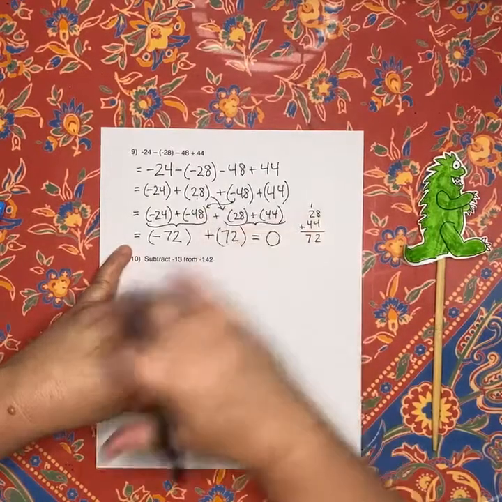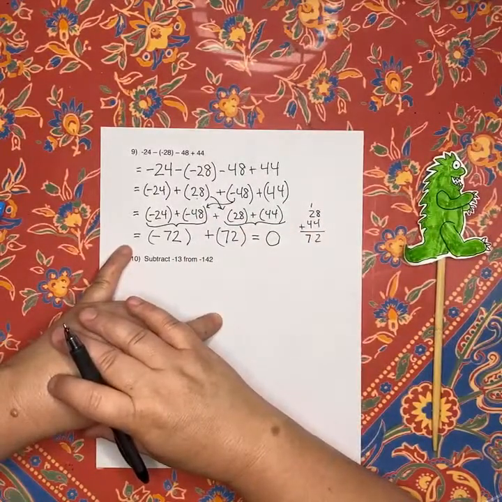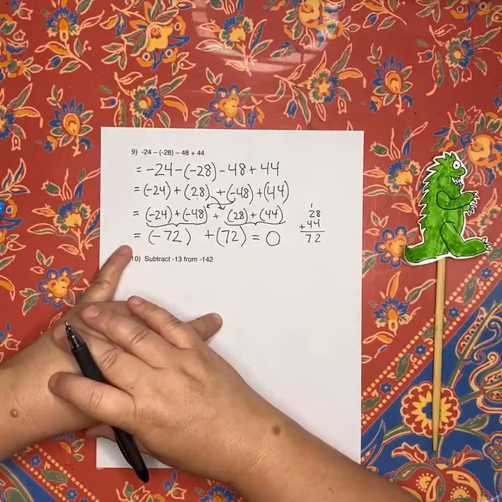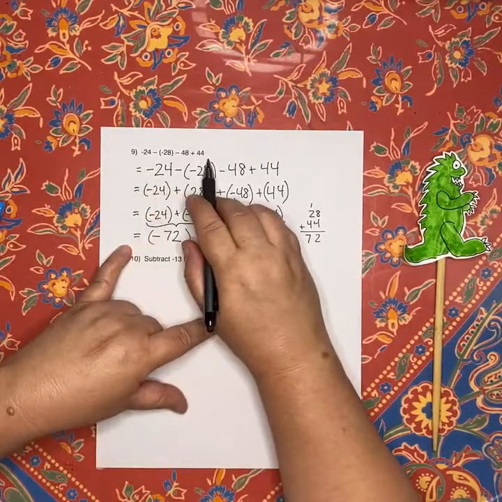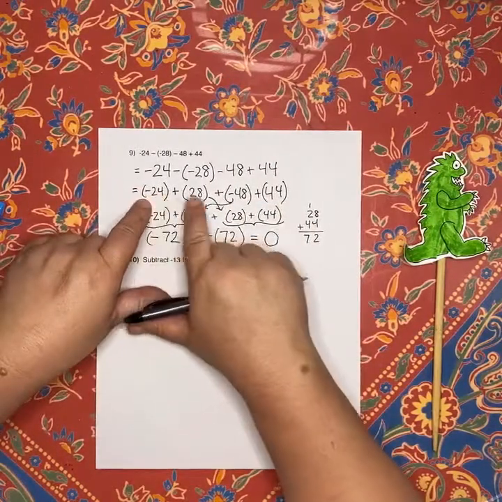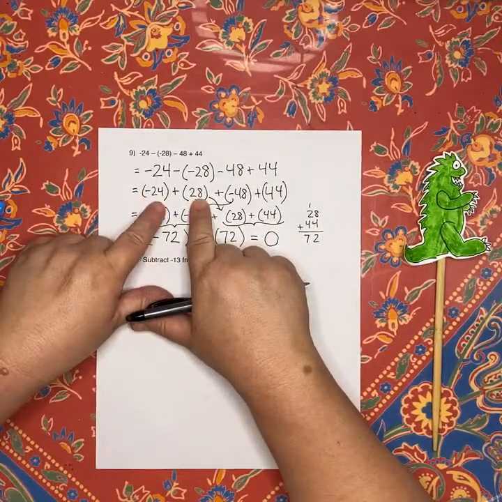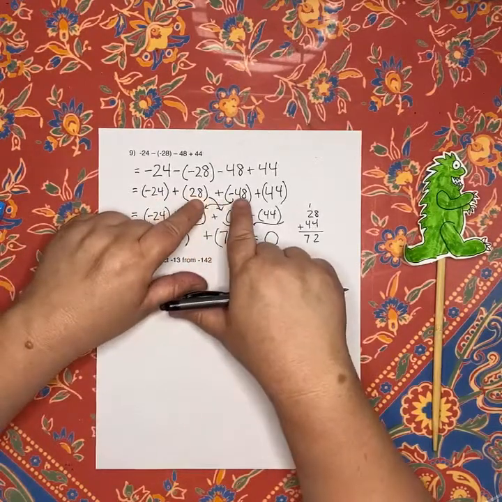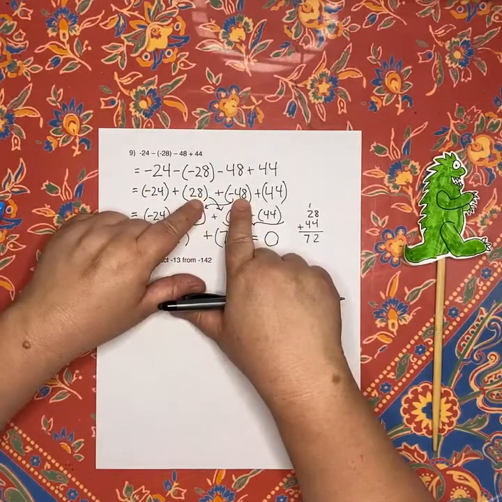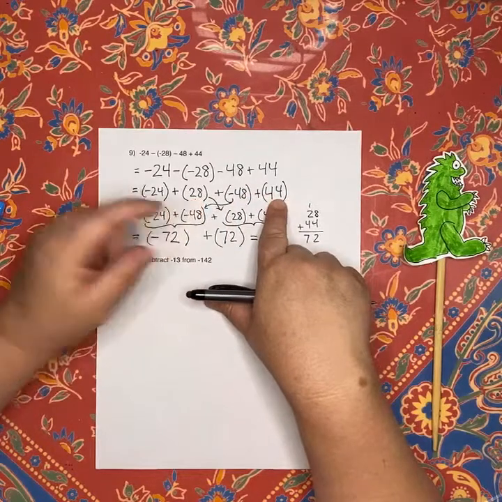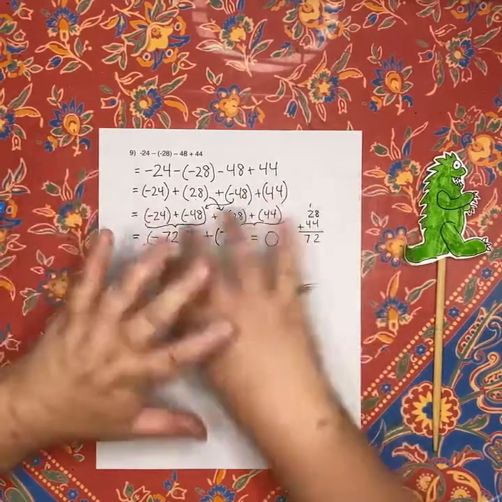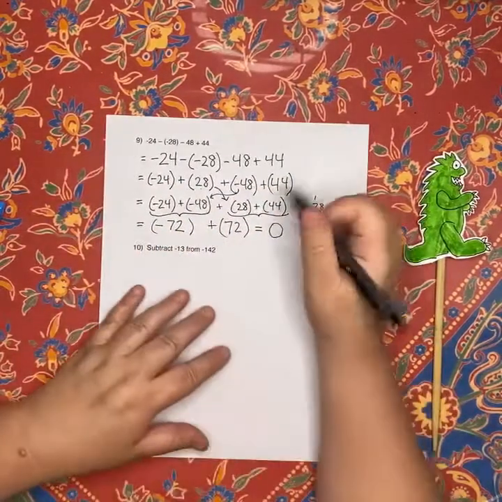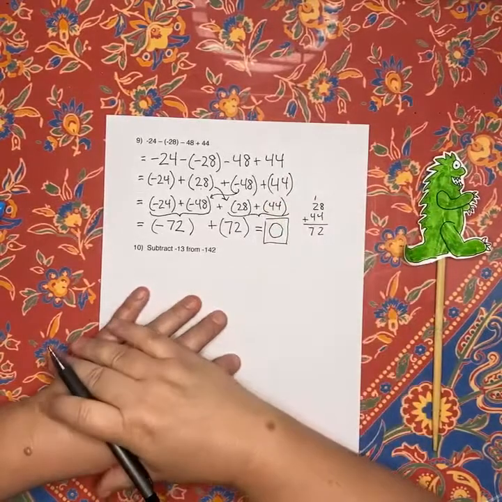Now, do you have to do it this way? Absolutely not. All the rules we have are set up so that you choose. It's choose your own adventure. Math is always going to be choose your own adventure. Could you just add it straight up just like this? Negative 24 plus 28 is 4. Minus 48, negative 44 plus 44 is 0. So if you wanted to, you could just go straight through like this. You could change them around. Lots of options. Cool answer, 0.